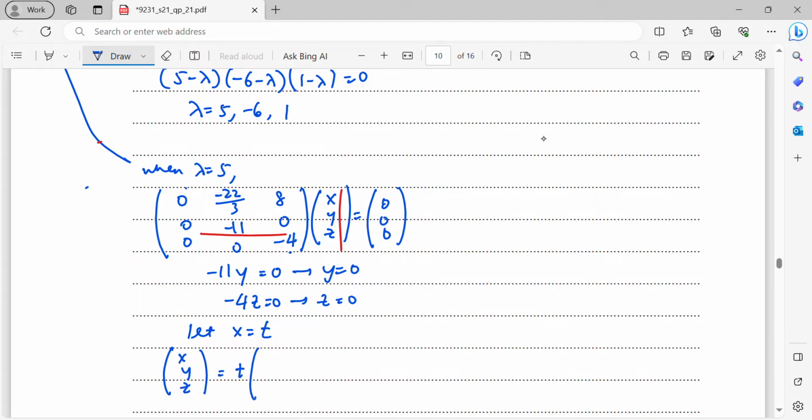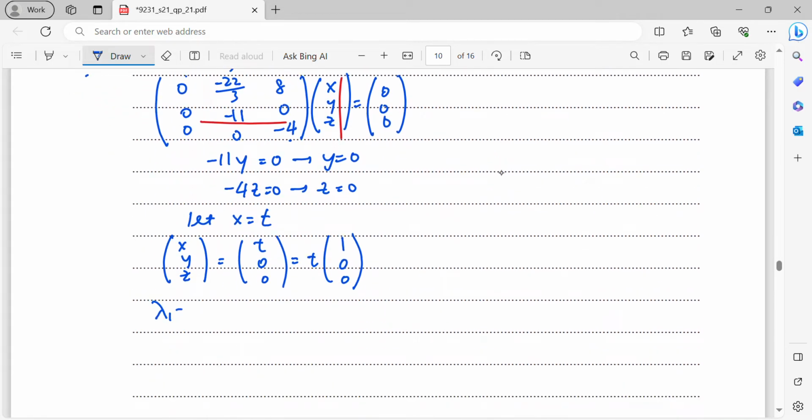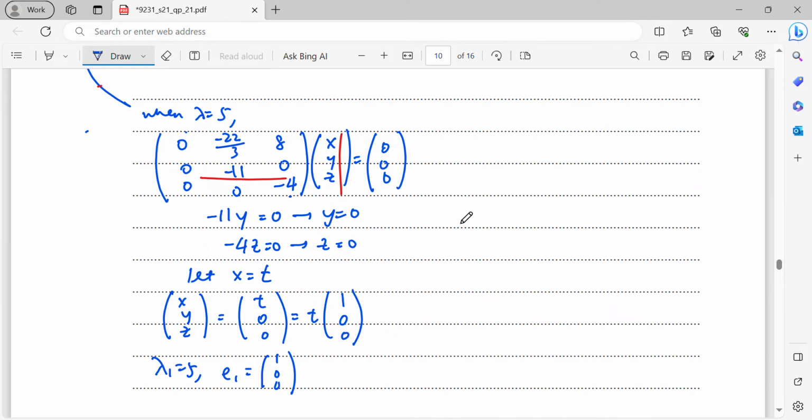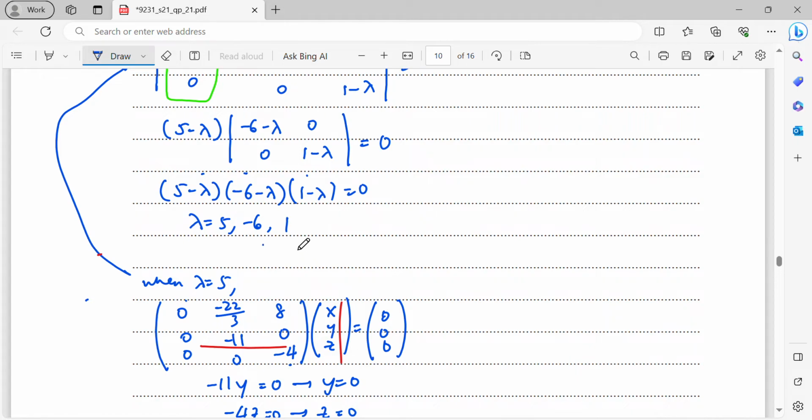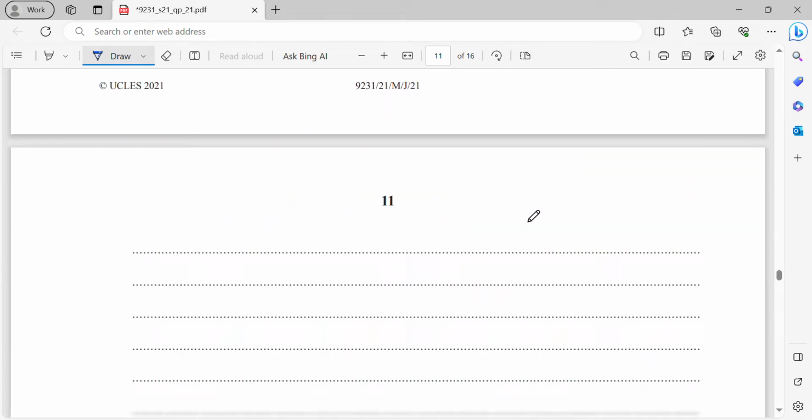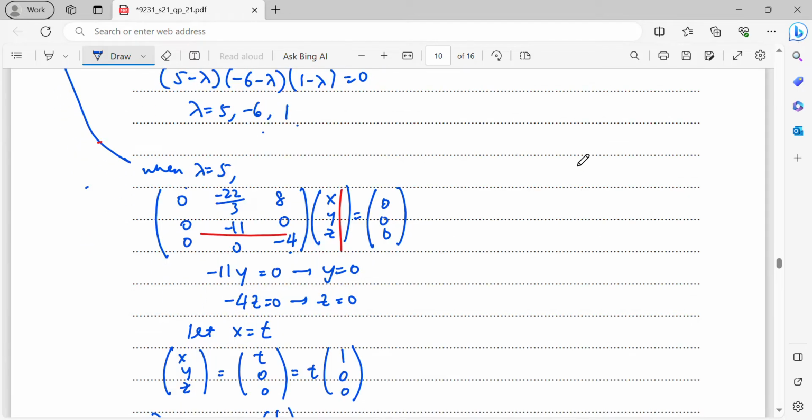Therefore, my result is x equals t, y is 0, z is 0. Now take out the t, it will be 1, 0, 0. Then I get my lambda 1 is 5. My E1 is 1, 0, 0. So this is the working by solving simultaneous equations. Otherwise, you can just use the vector product. Now, I need to solve for lambda equals minus 6 and 1. So I better show it here side by side.